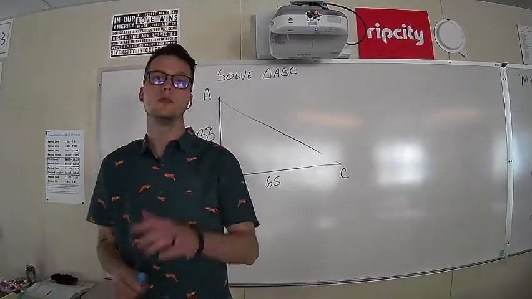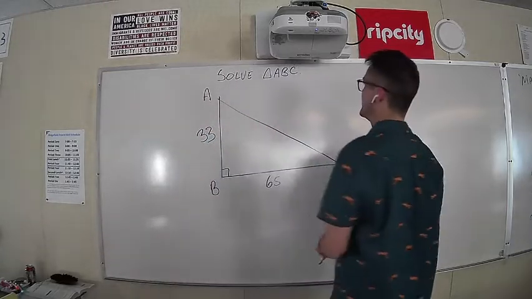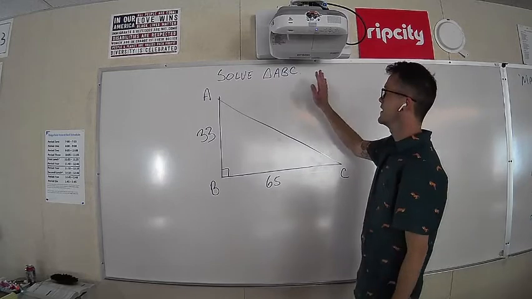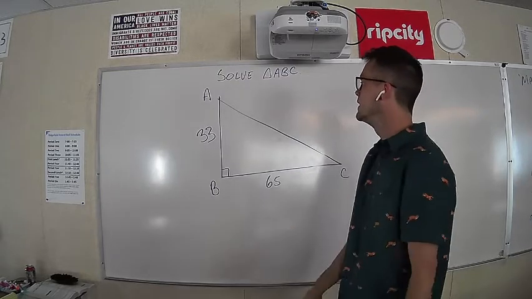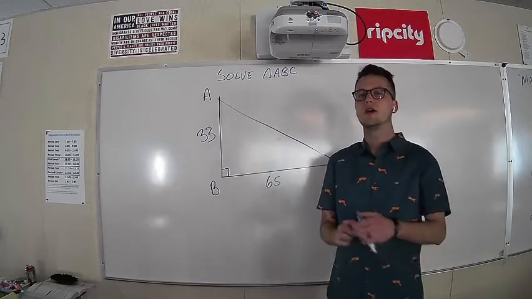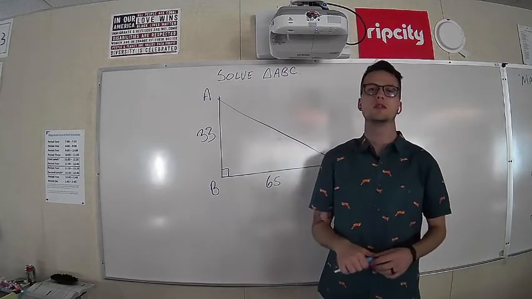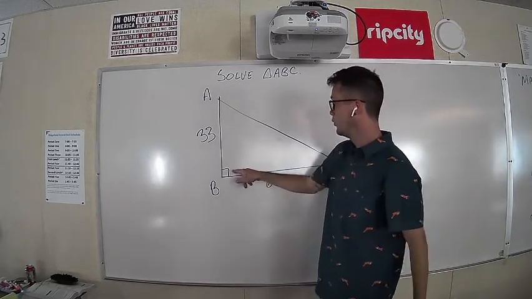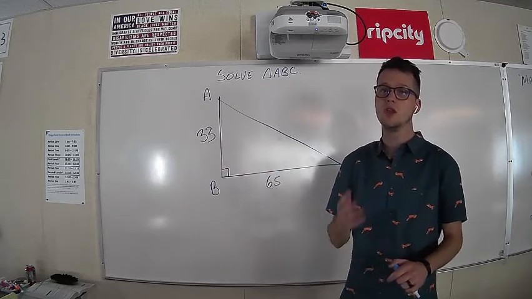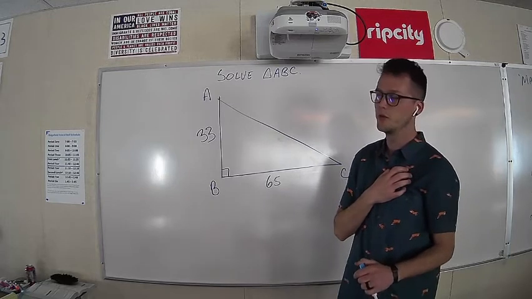Okay, here we go. One big problem. We have triangle ABC here. We have a side length of 33, a side length of 65, and our task is to solve triangle ABC. That's new language. Solve a triangle. Well, what does that mean? It means that we're going to find all 3 angle measures. We're going to find all 3 side lengths. So far, we have 1 angle measure and 2 side lengths, so we have 3 of the 6 required pieces of information. Our task is to find the other 3 pieces.